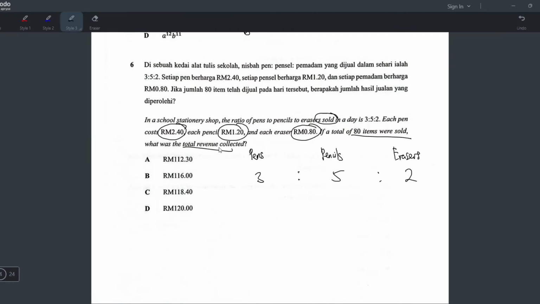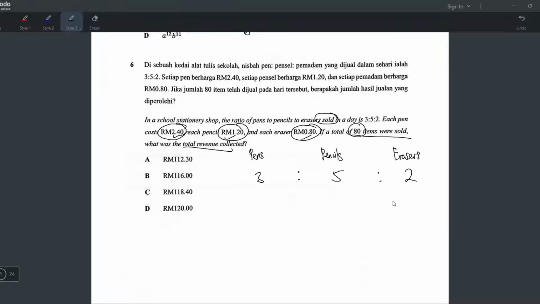Oh, interesting. Let's see. So this is the cost for 1 pen, 1 pencil, 1 eraser, right? For 1. But if a total of 80 items were sold, you want to make sure you tahu total bilangan berapa dulu kan? Because this one is just for 1 pencil, 1 pen, 1 eraser, but you need to know how much is sold. But this is not the bilangan, this is just the ratio. So maybe we have to use the 80 to help us find out berapa.